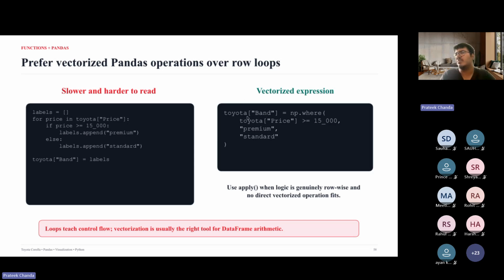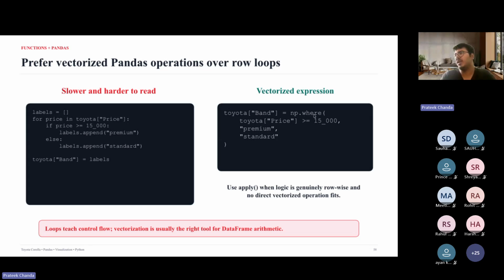So we are starting with Toyota band as a column instantiation of the new column that we are creating, and we are assigning it to this following NumPy vectorized form, which is np.where my Toyota price is greater than equal to 15,000. If it's greater than equal to 15,000, then I'm adding the label as premium, otherwise standard. So this is a NumPy vectorized, like an if else condition in a vectorized format.